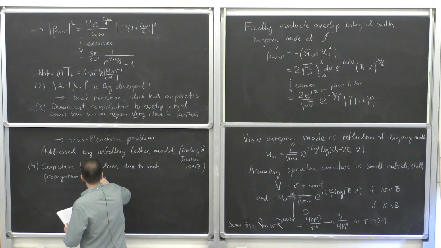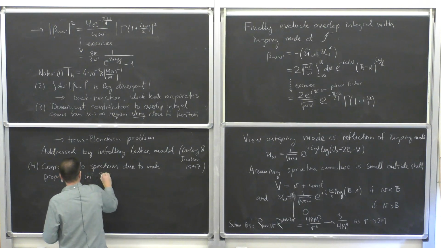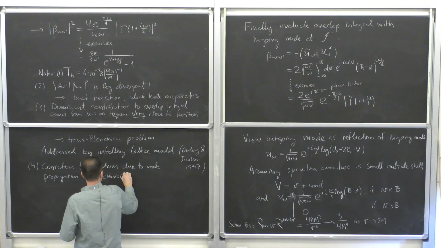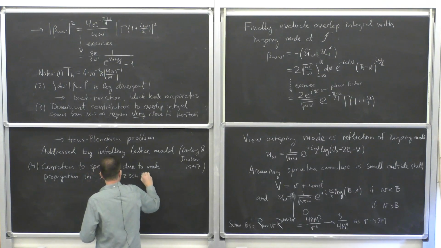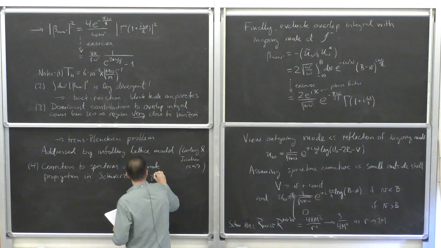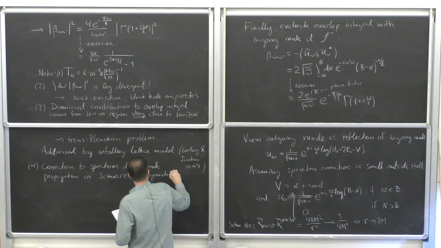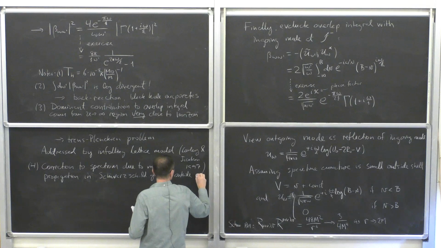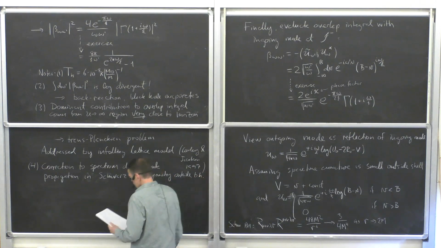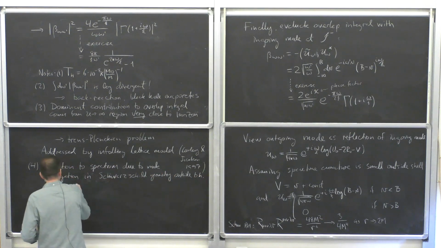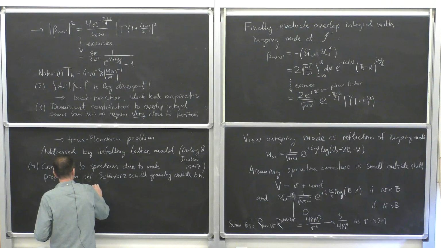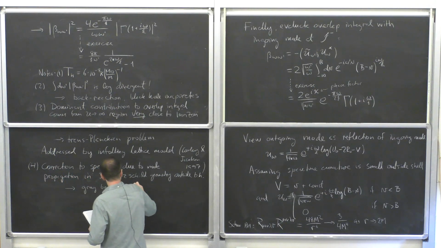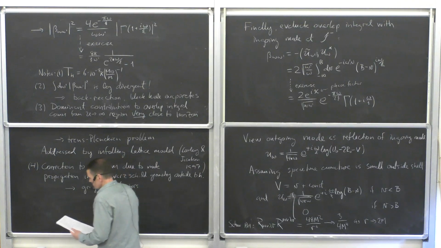So this is due to mode propagation in Schwarzschild geometry, so outside the black hole. These are usually referred to as gray body factors. So they're an important part of it, if you actually want to get the answer here.